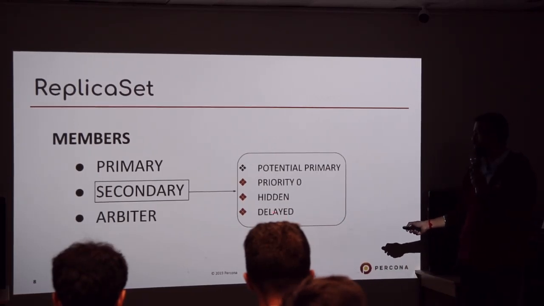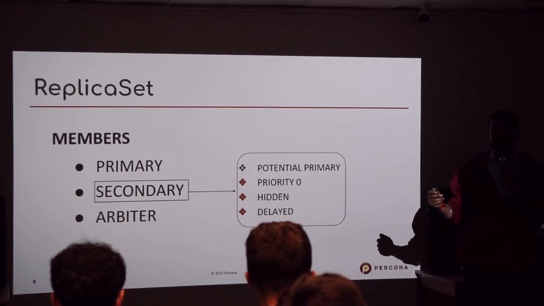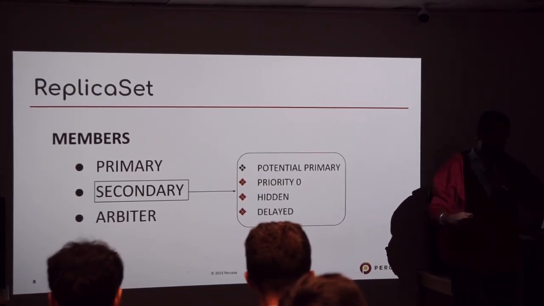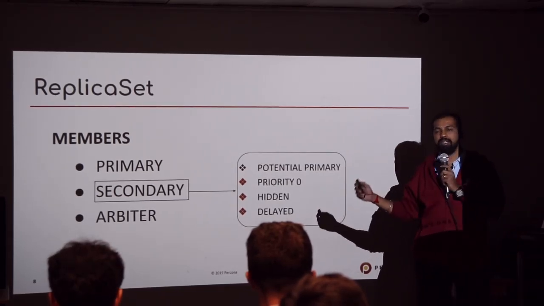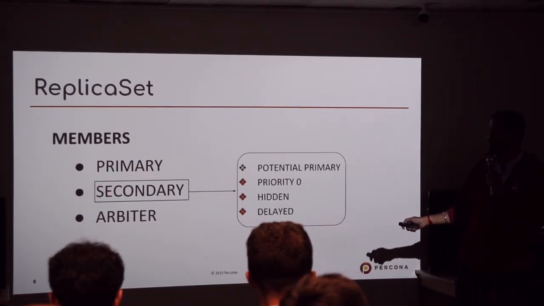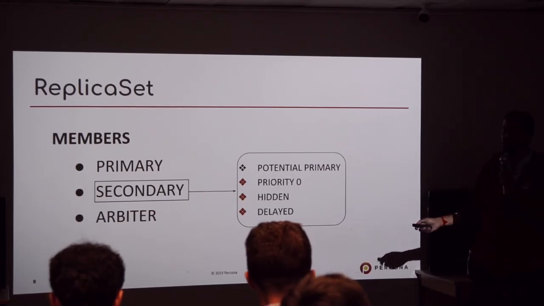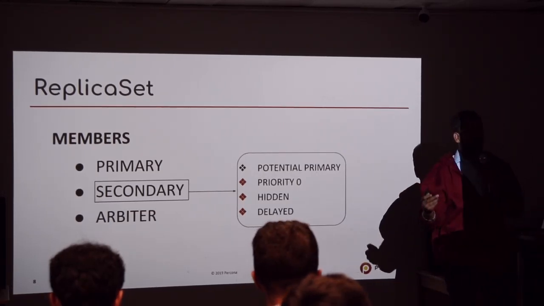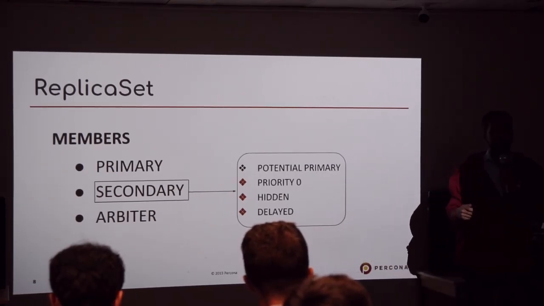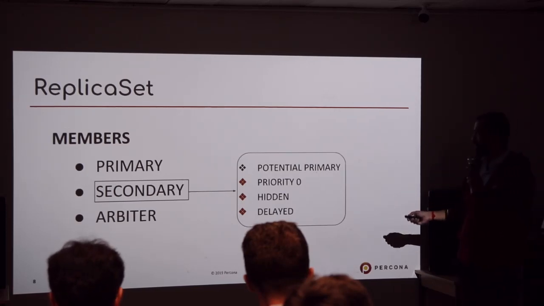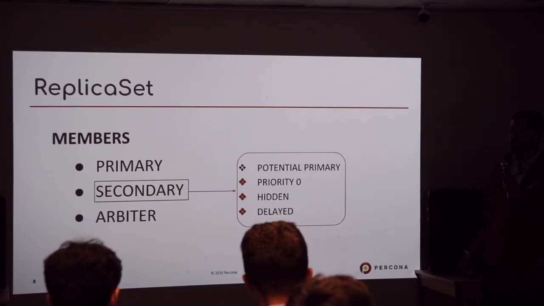And the other one is delayed. You can make one secondary a delayed secondary. That means, for example, you are writing at 7:40 one insert, one piece of data. If you want that secondary to apply that write after 1 hour, you can make use of it. So what happens when mistakenly some application writes something and you want to reverse that? You can use these delayed secondaries. So this is about primary and secondary.